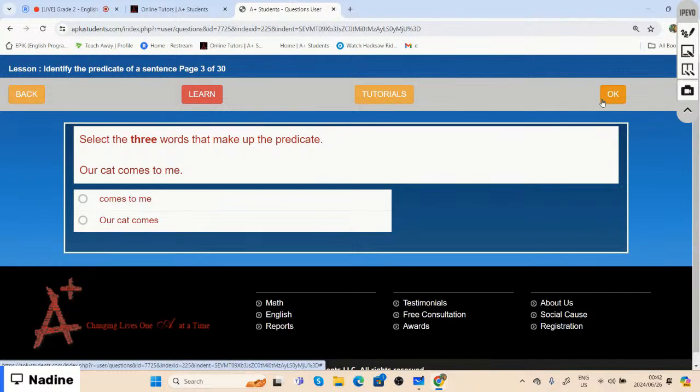What is the cat doing? We need to choose three words. Do we say comes to me, which is our verb plus any other words, or do we say our cat comes? First, identify the verb, then all the other words after the verb that tells us about our cat. Our cat is our subject.